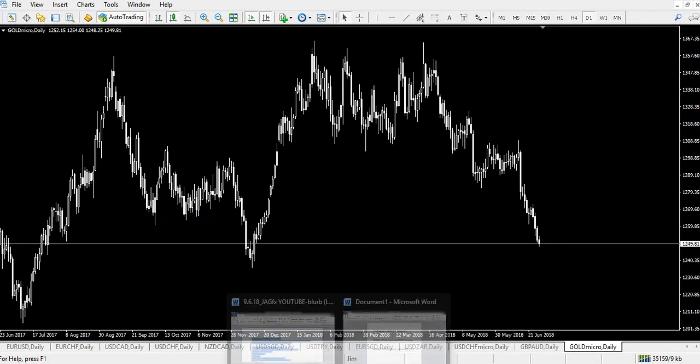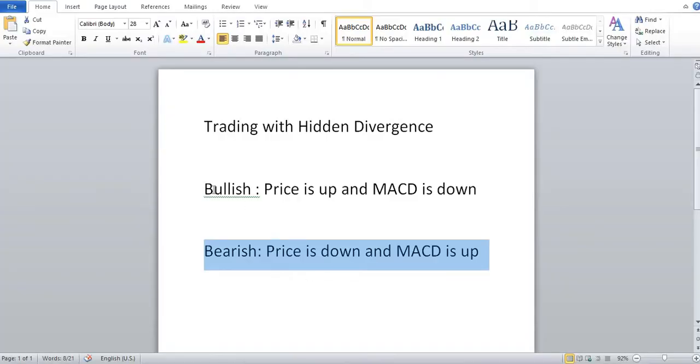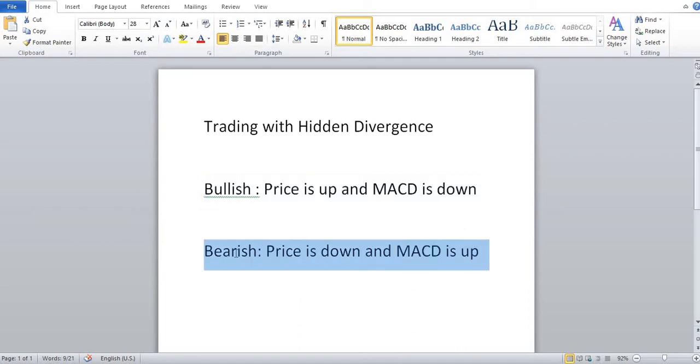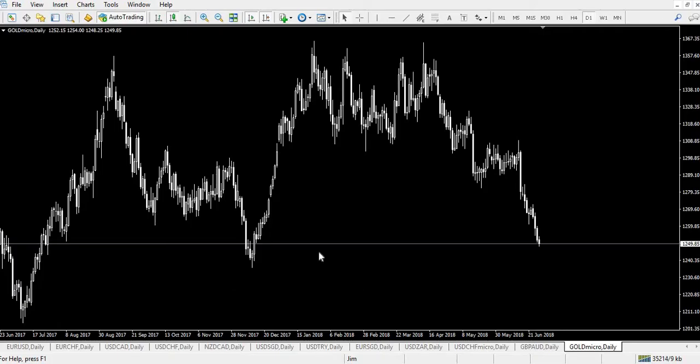So yeah, just something simple like this, something similar to what I've got in my book on the side of my desk. So I just keep on repeating: price is up, MACD's down for bullish, and price is down, MACD's up for bearish. This is just hidden divergence, not regular, just hidden. Like I said, it's hard for me to spot, so I've been just practicing, spent hours.